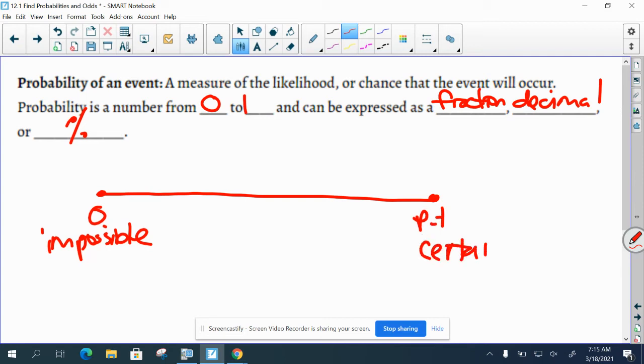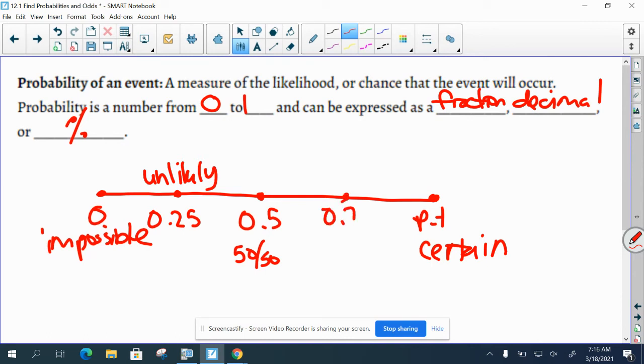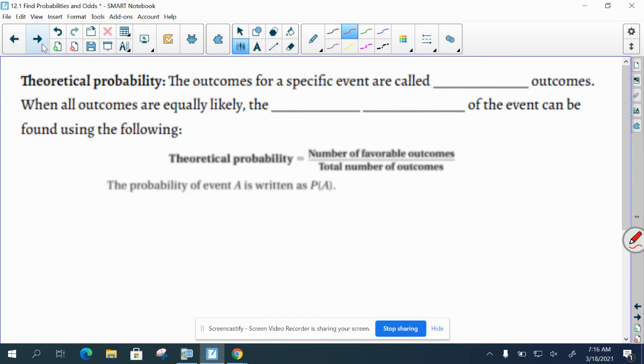It will definitely happen. And then if it's 0.5, that means that it's equally likely to happen or not happen. So that's like a 50-50 chance kind of thing. If you get 0.25, that's unlikely to occur. And if you get 0.75 of a probability, then that's pretty likely to occur. But you'll never know until you find out for certain and do the experiment.